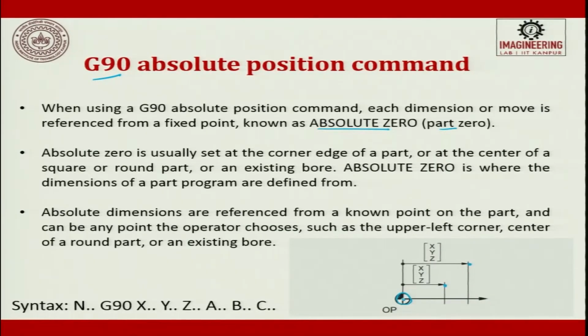So, this is the left bottom, left top, extreme corner, whatever he wants he can do, and everything will be with respect to this point we try to take the dimensions. So, here syntax N, we have 02, then G90 for absolute, X Y Z are for the coordinates, and A B C are for the rotation about X Y Z. So, this is what we designed in the absolute code.